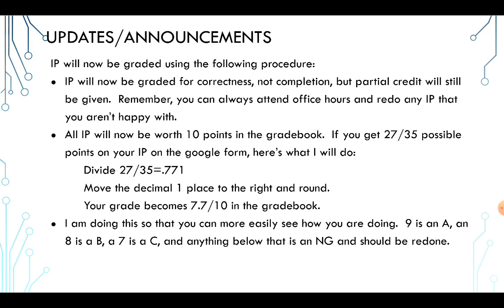This is nothing that you need to memorize or nothing that I want you to write down. I just basically want to inform you of how I'm going to be grading your work out of 10 points. This is going to help you see more clearly what we're doing in class. I've already been doing this out of 5 points, but now I'm changing it to 10 points, okay? So 9 is an A, an 8 would be a B, a 7 is a C, and anything below that is an NG and should be redone.